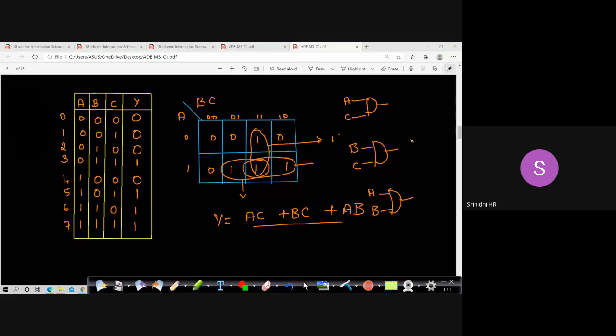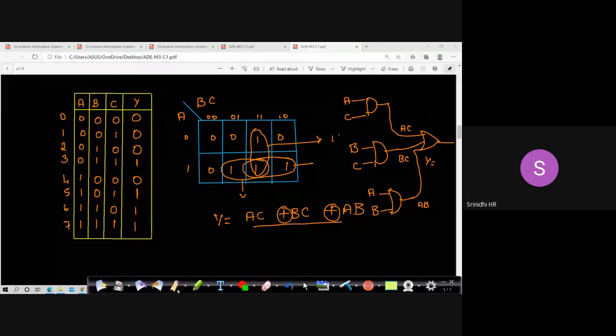Now, since there is an addition operation, which gate will I be using? I'll be using an OR gate here, a 3-input OR gate. So I'll take one OR gate, and this is my output. Input 1 is this, input 2 is this, input 3 I'll connect to this. So Y is equal to this equation. This is AC, this is BC, and this is AB. So this is your complete problem.